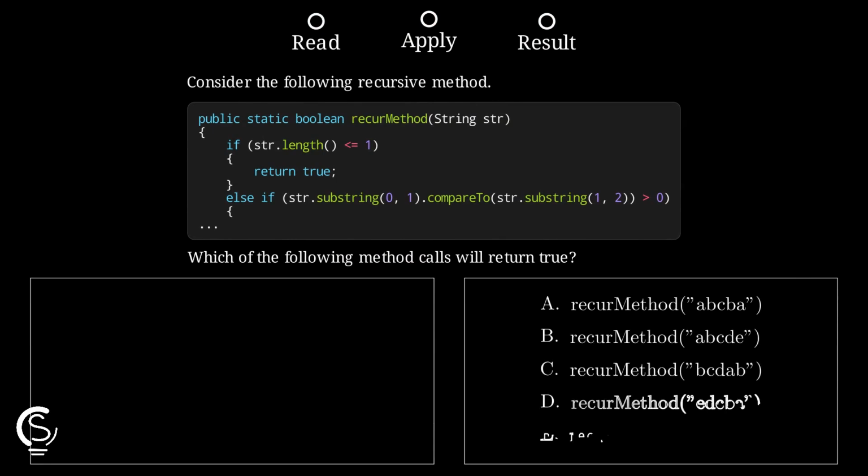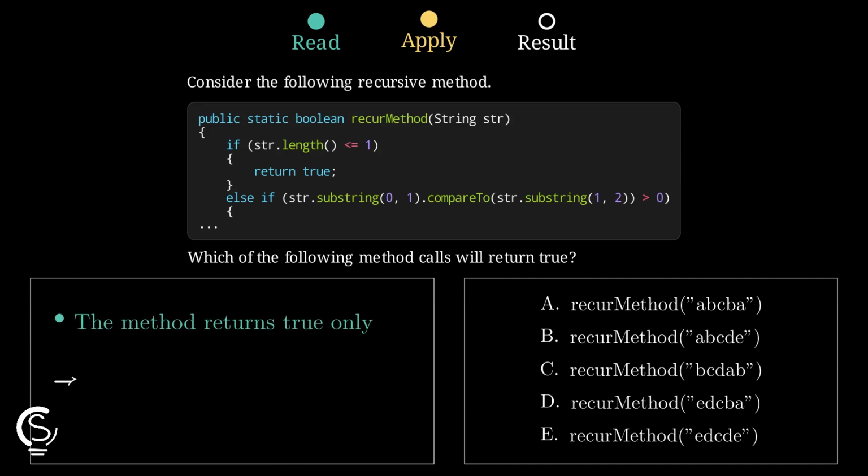First, look at the compareTo logic. The method returns true only if the first character is strictly greater than the second character. This pattern must repeat for every single character pair. In other words, the letters in the string must be in strictly descending alphabetical order. If any character is smaller than or equal to the next one, the method returns false.